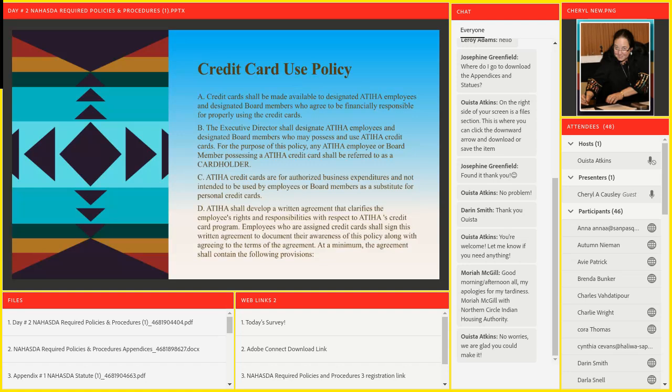Credit cards shall be made available to designated ATIHA employees or board members who agree to be financially responsible for properly using the credit card. The executive director shall designate the employees and designated board members who could possess and use the credit card. For purposes of this policy, any employee or board member possessing the credit card shall be referred to as a card holder. ATIHA credit cards are for authorized business expenditures and not intended to be used by employees or board members as a substitute for a personal credit card.